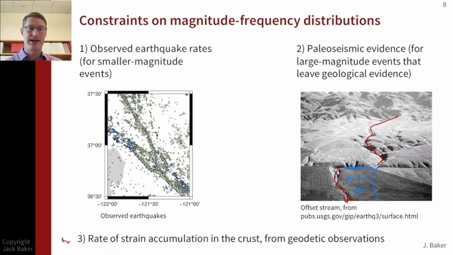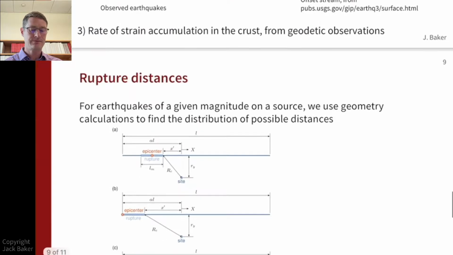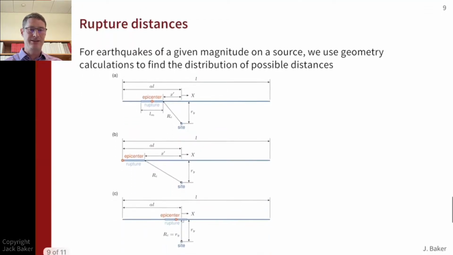Okay, so that specifies the sizes of the earthquakes and kind of how often we see or we expect to see earthquakes of varying sizes in the future. Once we've specified the earthquake sizes, we want to do some geometric calculations to think about the distances of those earthquakes. And so here what we do is we put those hypothetical earthquakes of varying magnitudes on our sources, and we can vary the locations of those earthquakes within what's physically possible, and then we can compute the rupture distances.